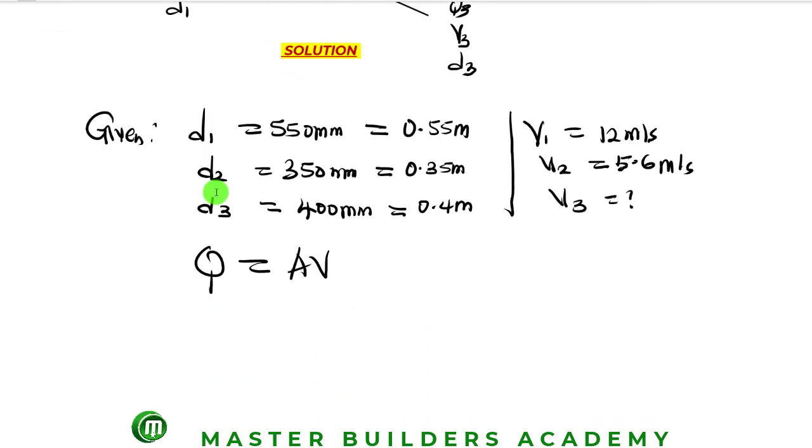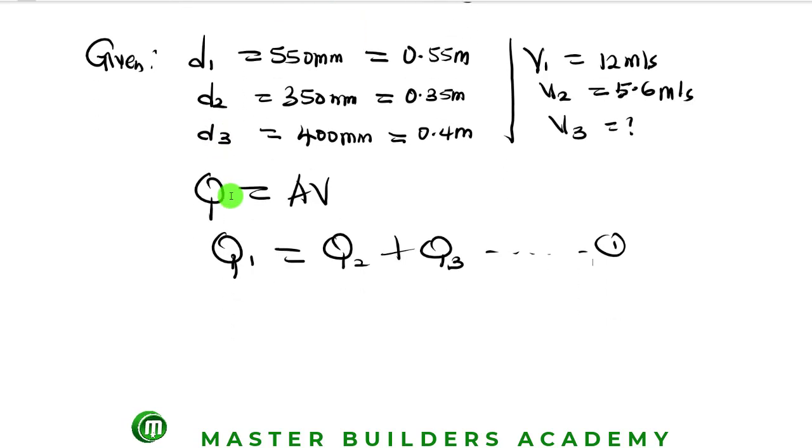So if this is clear, all we need to do now is that Q1 is equal to Q2 plus Q3. All right, so this is equation 1. Now, if this is equation 1, we put this one somewhere. All we need to do now is to find the areas for this section. It will make it easier for us since the equation that we have here is area multiplied by velocity.